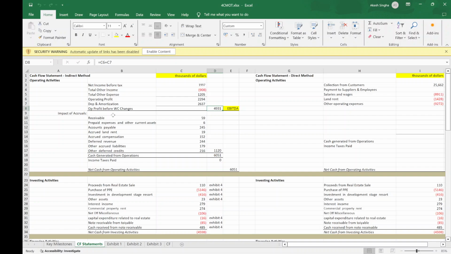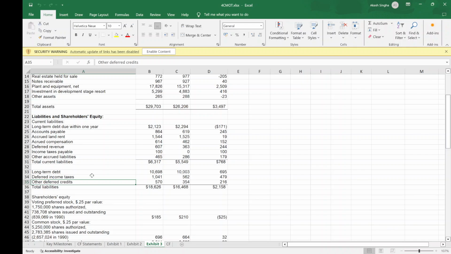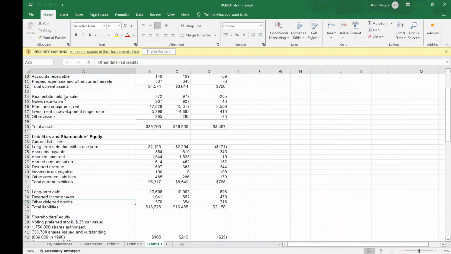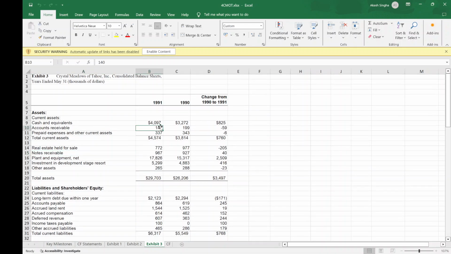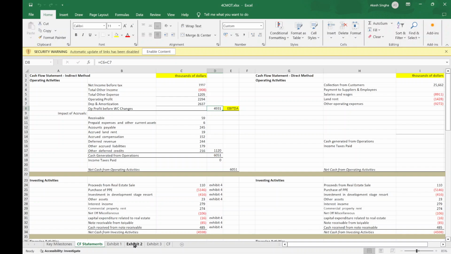Then for the accruals, you have to go one by one with the balance sheet. So first is notes receivable, sorry, receivable should be there, right? Accounts receivable. So it decreased. That means some people paid us, right? So we got some cash. So the positive of the difference will be taken.